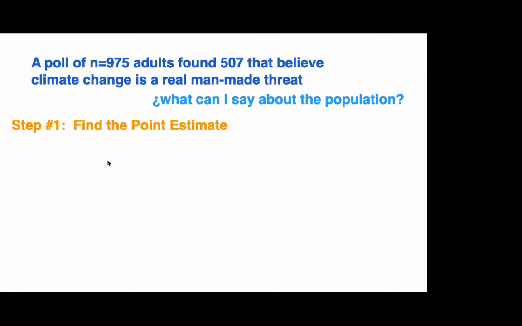All right, so our point estimate is p hat is k over n, which in this case is 507 over 975. Which is about 52%. Maybe it's exactly 52%. I don't think so, but no, it is exactly 52%. Look at that. All right.